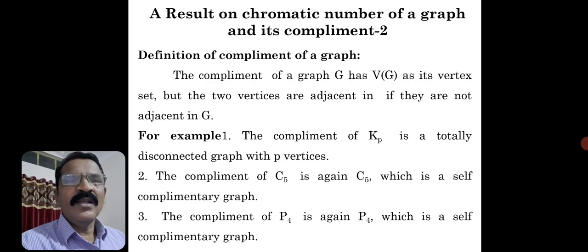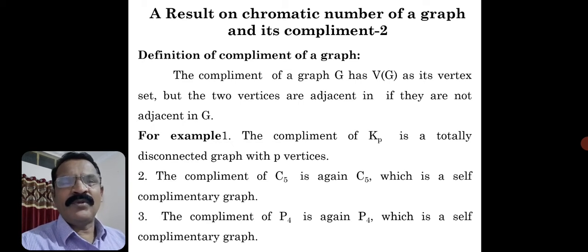So already we have again recapitulated the concept of complement of a graph. The complement of a graph G has V(G) as its vertex set, but two vertices are adjacent in G bar, the notation for the complement of a graph, if they are not adjacent in G.